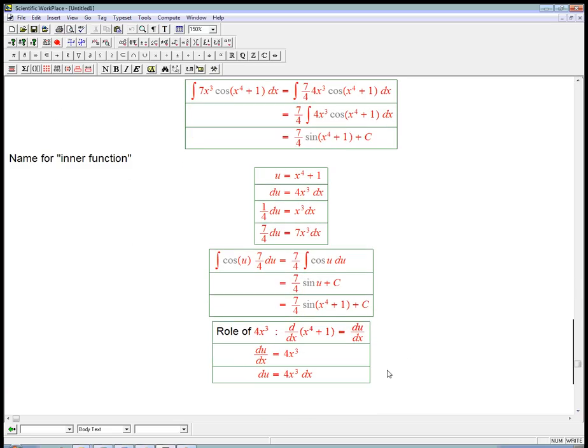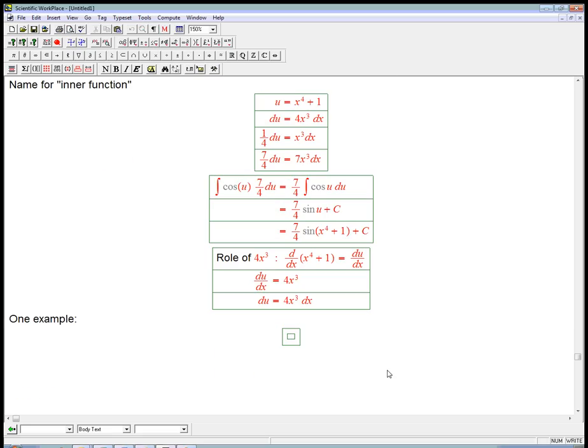Okay, so let's just do one more problem where we do it the right way from the start. Okay, so we're going to do the integral of, let's say, cosecant squared x times e to the 2 cotangent x dx.